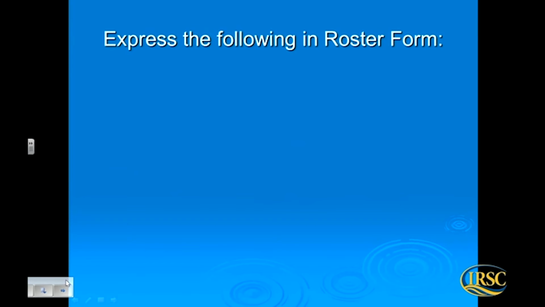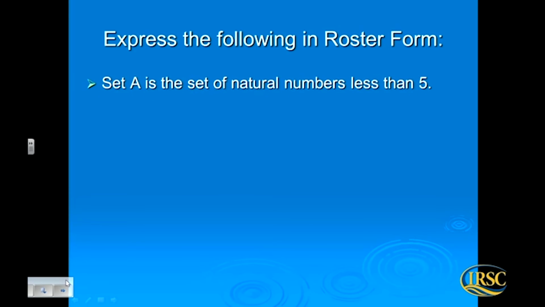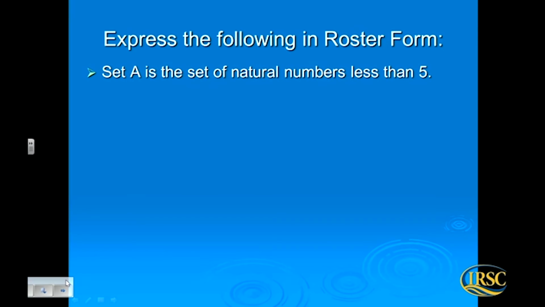Okay, so this is the part that's not on your handout. Somewhere in your notes, or off to the side, or on the back of the handout if you printed your own, we want to express the following in roster form. The first example is: set A is the set of natural numbers less than 5.